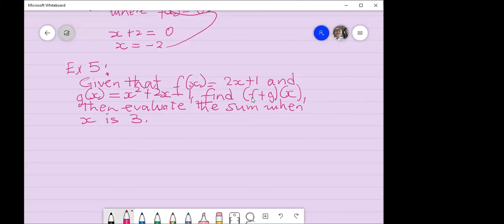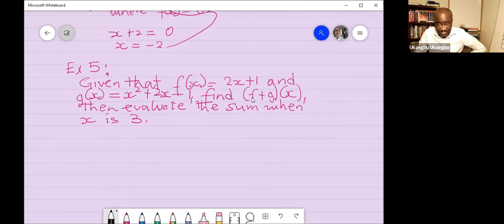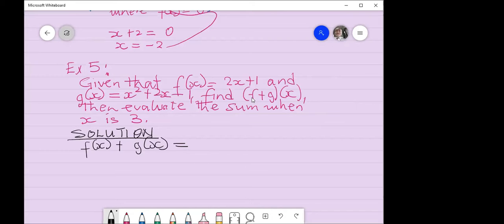Let me write this. I want everybody to cultivate this habit of writing solution before you start anything, because we are solution providers. That's what mathematics is all about. You're solving problems all the time. And yes, so now let's go. So f of x plus g of x is going to be what? I'm listening. I got 2x plus 4x.